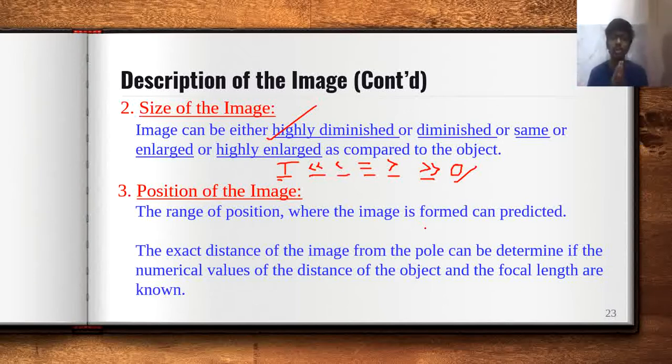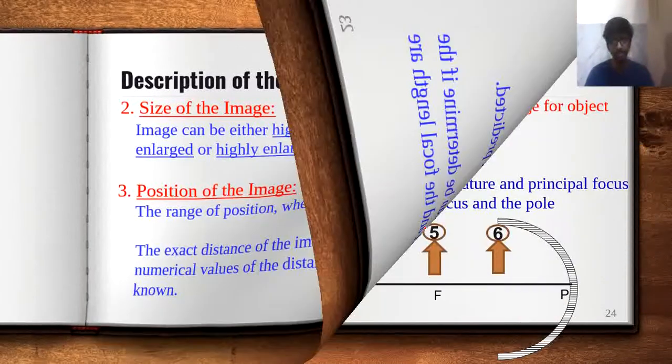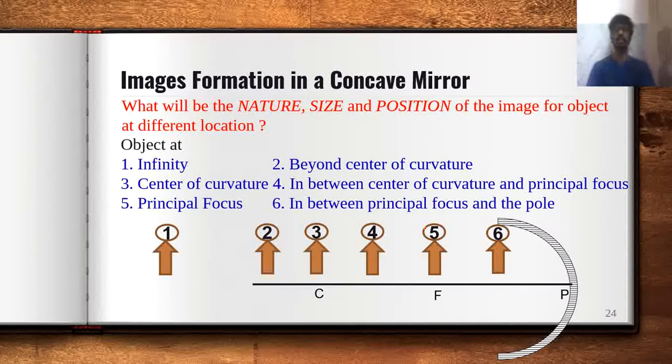No numerical value or exact distance is given. On the other hand, you can also give the exact distance of the image, and we will discuss that towards the end of this lecture or in the next lecture. So when a question on image formation is given, you have to find the nature of the image, the size of the image, and the position of the image. Now, image formation of a concave mirror.